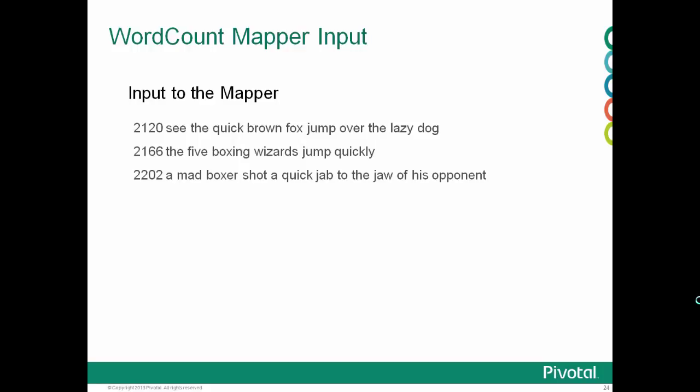So imagine that the input to our mapper is simply these 3 lines. 2120 is the key and the byte offset to this line of text in the file. See the quick brown fox jump over the lazy dog. And 2166 is the byte offset to the second line in this file, and 2202 is the byte offset to the third line in this file.